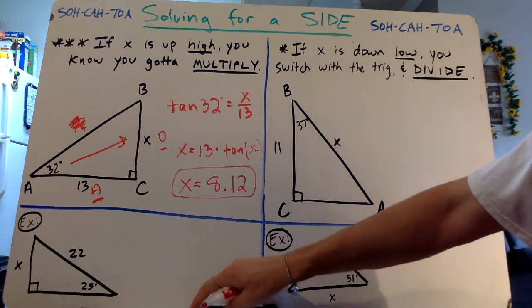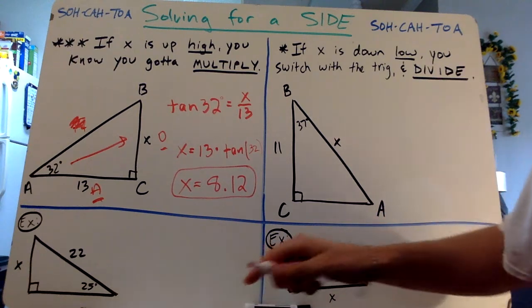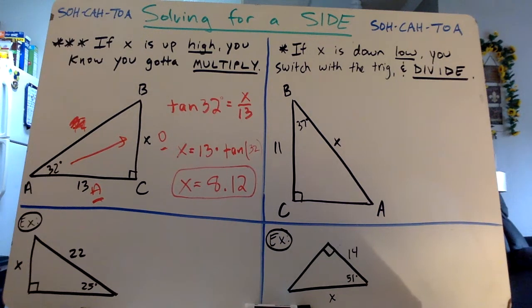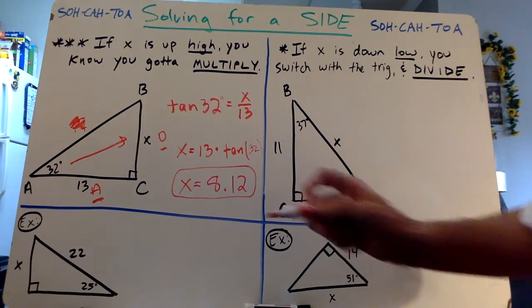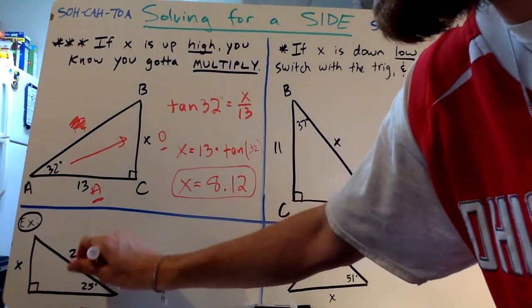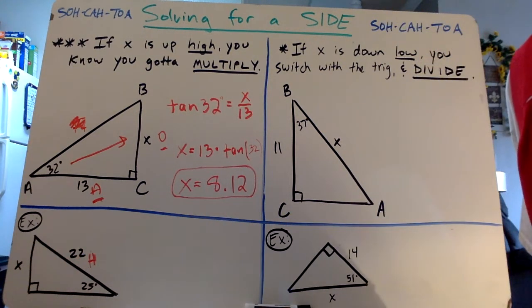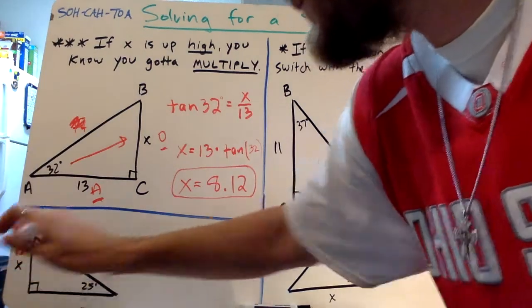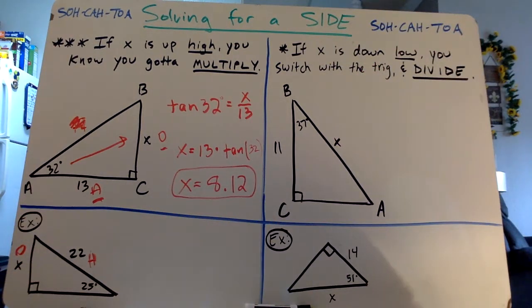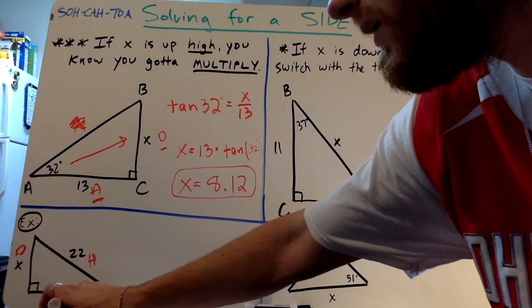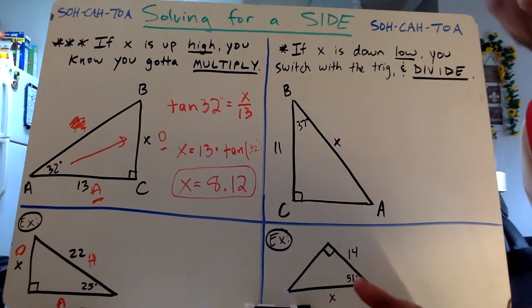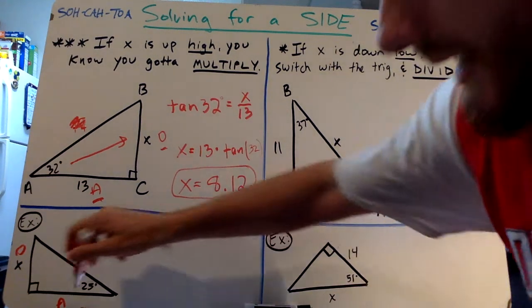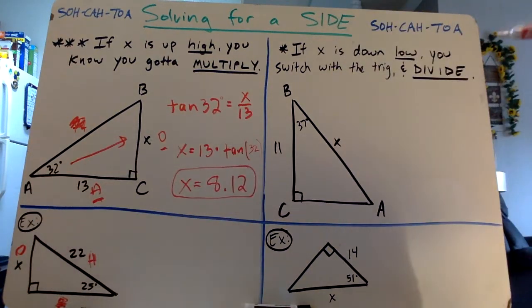So another example. We've got 25 degrees. All right, so that is our reference angle. Just like before, I'm labeling opposite, adjacent, and hypotenuse. My hypotenuse is right there where the 22 is. My opposite is right there where the x is. My adjacent is right here where nothing is. Since there's nothing on the adjacent side, I don't care about the adjacent side.